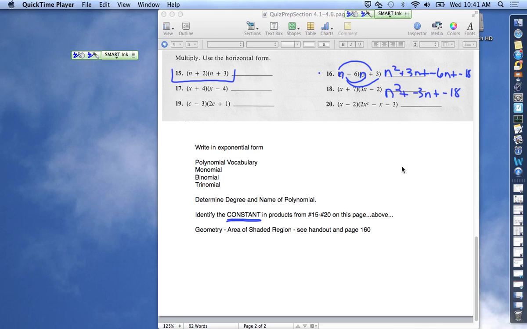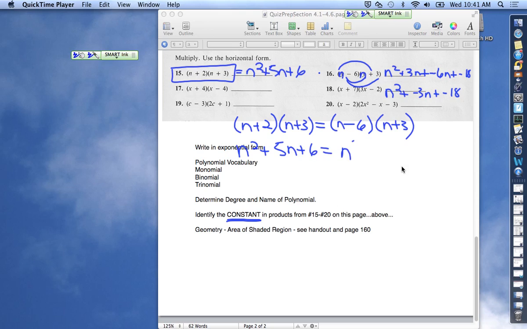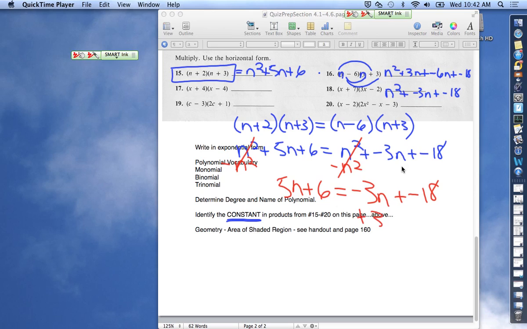If I had a problem like number 15 and I set this expression equal to an expression like the one given in number 16, so we've already distributed this out and figured out that it's n squared plus 5n plus 6. If the problem looked like this, simply multiply each side. And then the squared terms will subtract out and sum to 0. So the squared terms have summed to 0, so they're gone. And I have 5n plus 6 equals negative 3n plus negative 18. And you simply solve this for n just like you would have done at the beginning of the school year. And n is negative 3.